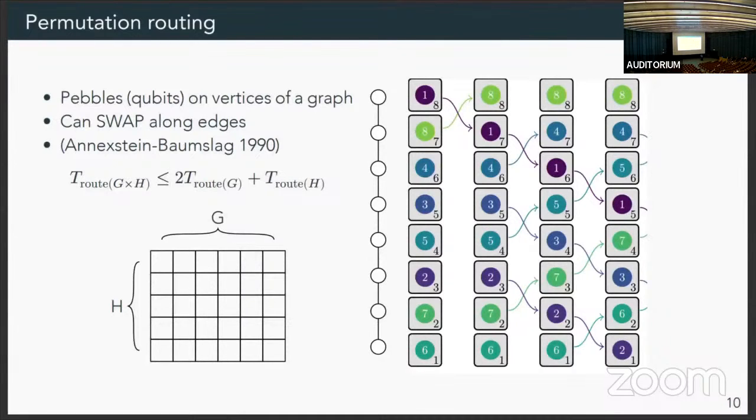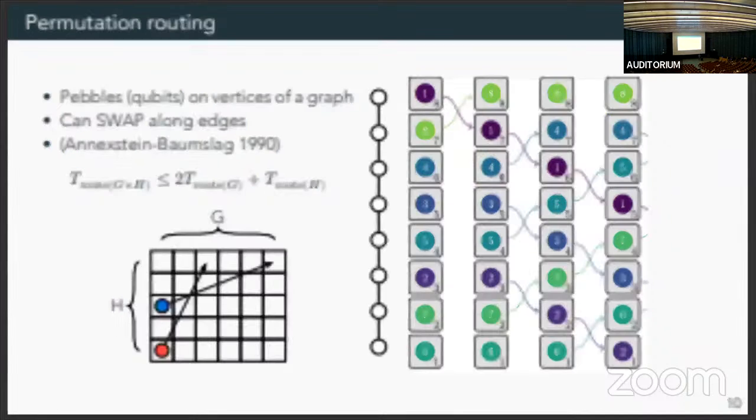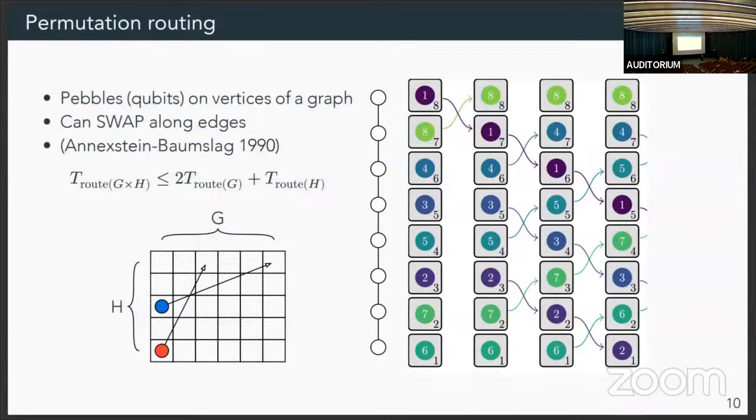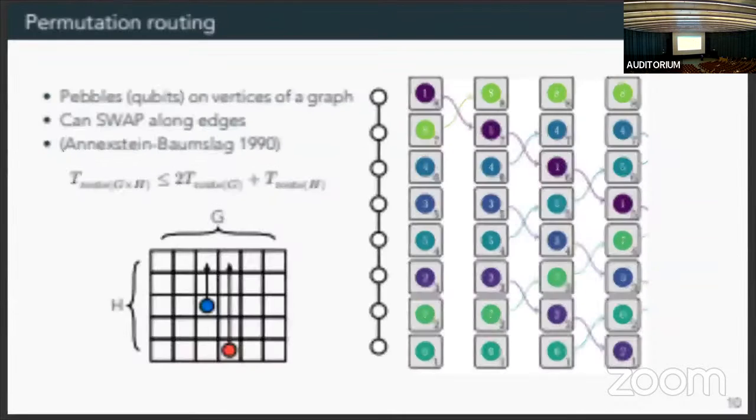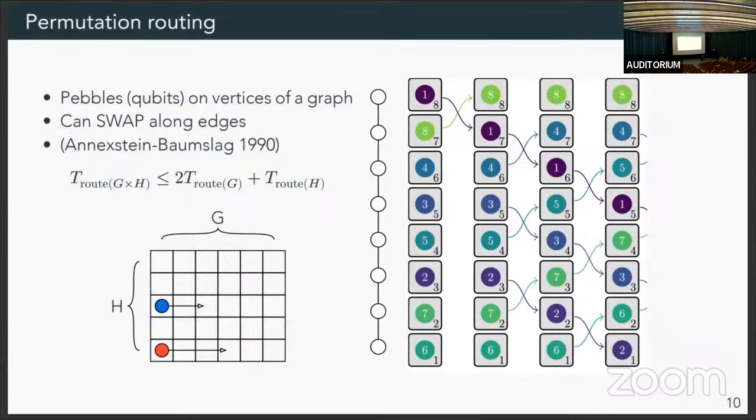And then we can use this result of Annexstein and Baumslag from the 90s that tells us how to route. If we have a graph that's the product of two other graphs that we know how to route on, we can use those as subroutines to route on the full graph. Here, I've drawn in two pebbles that need to go to some destinations. You'll notice that they need to go into the same row. So we're going to take a step in G, a step in H, and a step in G again. What this first pre-routing step does is that whenever we take the step in H, they don't need to go to the same row. So this pre-routing step avoids this collision, and this is all efficiently computable.